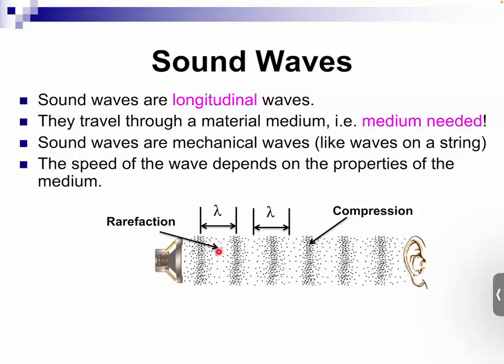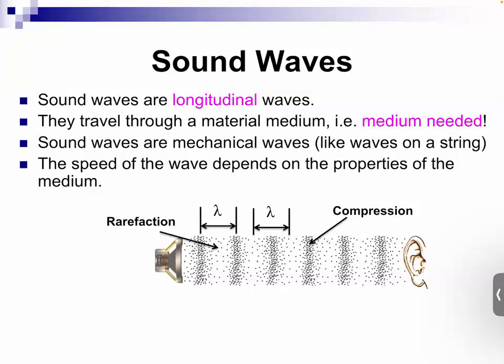So rarefaction is this low pressure region where you have fewer air molecules, and compression is, of course, this high pressure region where you have compact air molecules. And through the compression and rarefaction of the air molecules, sound is able to reach our ear. The eardrum in our ear vibrates in a similar fashion, and that's how we are able to hear the sound.